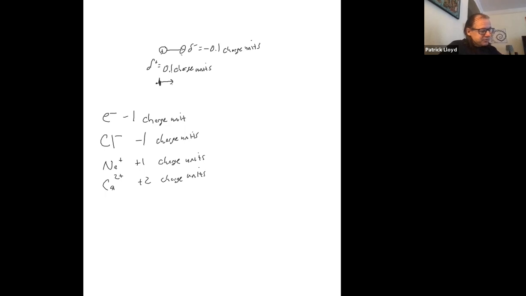Now let me do it this way. I'll put the negative there and put the positive there. And delta plus is 0.3 units, and delta minus is minus 0.3 units. Well, now the negative's over here, so we're going to draw the vector in that direction. But it's also going to be 3 times as long as this one, right? Because this one's only 0.1, so it's going to be short. This one's 0.3, so it's going to be longer, right?